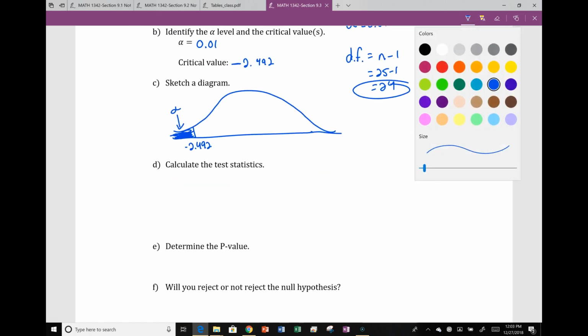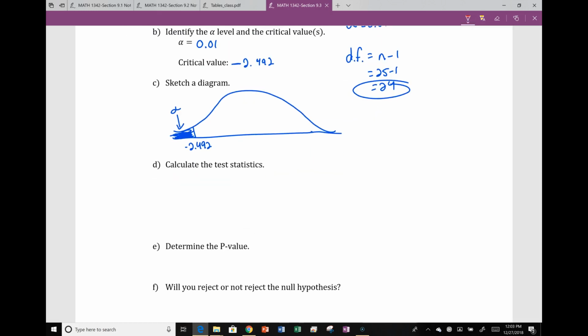So now let's go to our test statistic. Again, our test statistic is calculated the same way, but this time it's a t. So it's going to be 3.4 minus 4 divided by 0.9 over the square root of 25. So 3.4 minus 4 is going to be a negative 0.6. 0.9 divided by the square root of 25 is 0.18. So our t is a negative 3.333. So it's going to be over here.